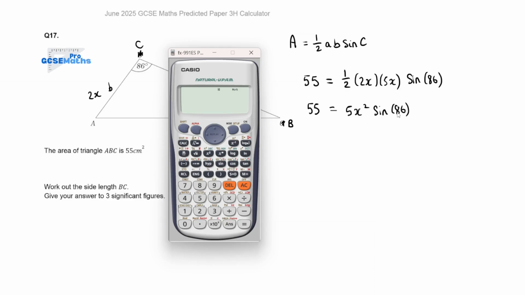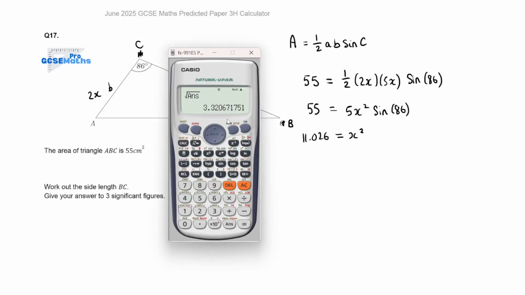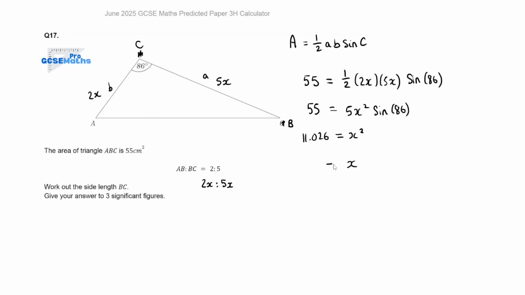So if I want to move over the 5, obviously I've got 55. So you can do it in one step or two, but 55 divided by 5 is obviously 11. 11 divided by sine 86 is 11.0268, loads of decimals. So that's x squared. I might write that down. Obviously, then I want to square root as well. So I've got roughly 3.32 for x, 3.32.